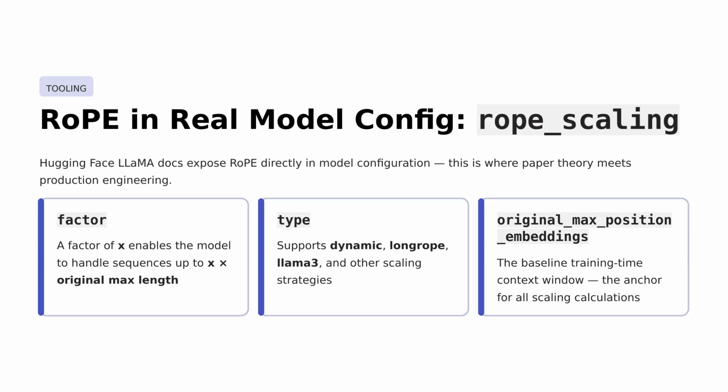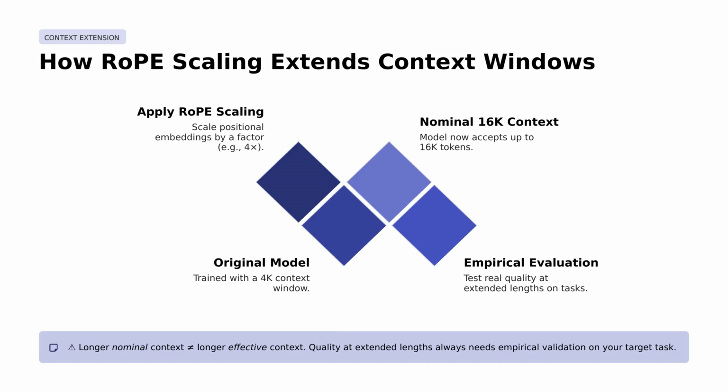In real model configs, RoPE shows up under RoPE scaling. In Hugging Face's LLaMA setup, this is where the theory becomes something you can actually tune in production. The factor sets how much farther the context window can stretch, relative to the original limit. The type chooses the scaling method, like dynamic, longrope, or llama3. The original max position embeddings gives the baseline context length that all of those scaling calculations build from.